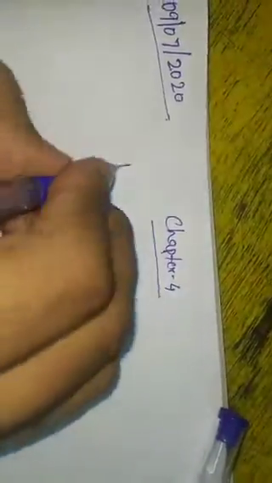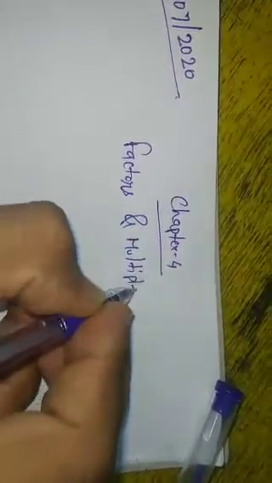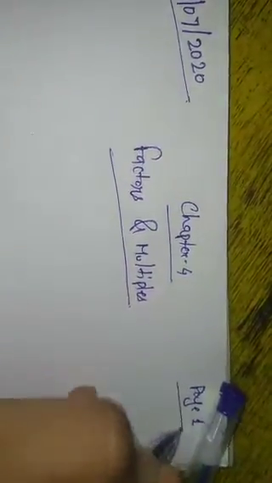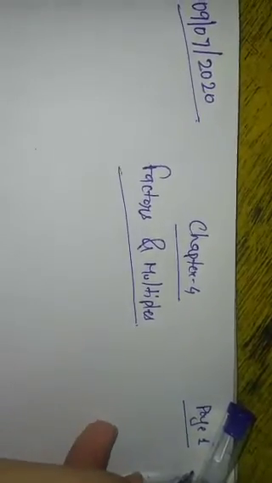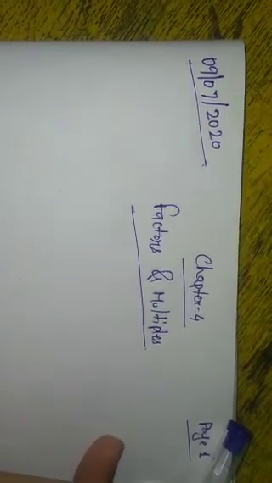Now C part. So students, today is 9th July 2020, and your chapter 4 is going on, and the name of the chapter is factors and multiples. Okay, and this is your page number 1. Students, I also want to take some examples here. First I want to take an example, then after that I will continue question number 4.